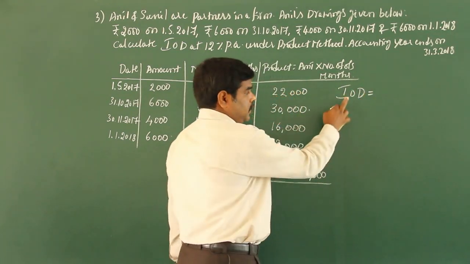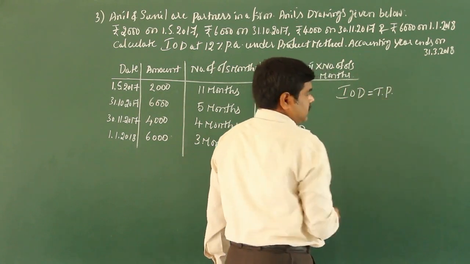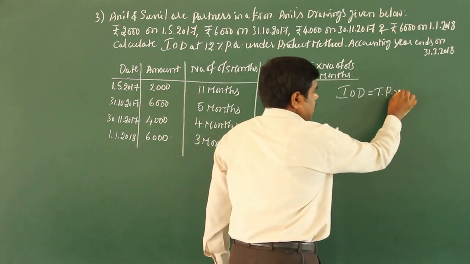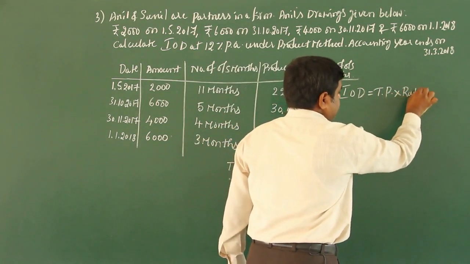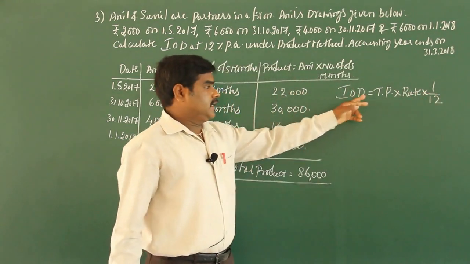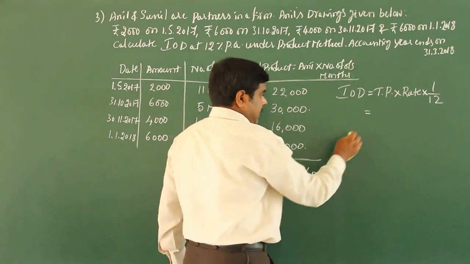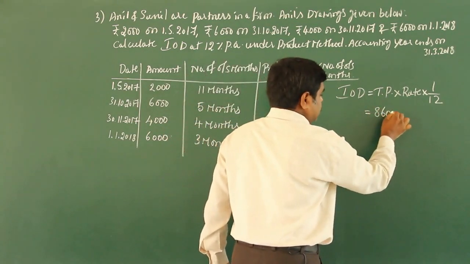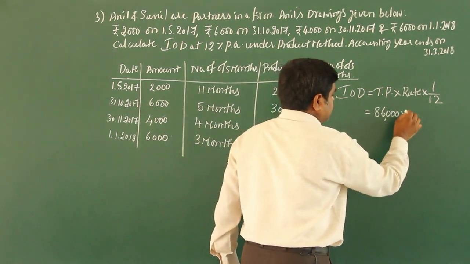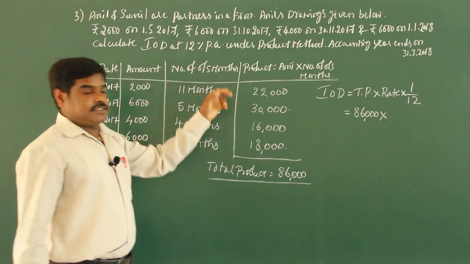Interest on drawings: you have to write the formula. The formula will carry 1 mark. Write total product into rate into 1/12. This is the formula to calculate interest on drawings in the product method. So total product is 86,000, rate of interest 12%.